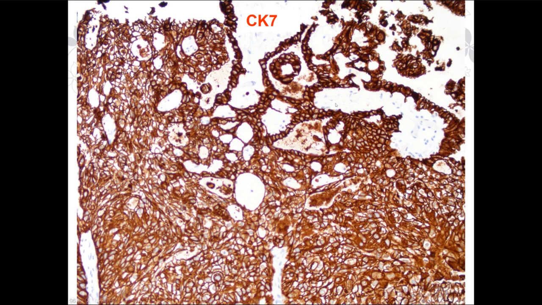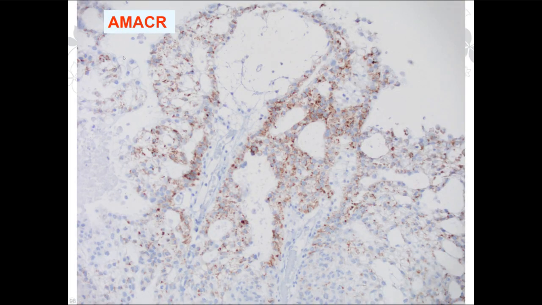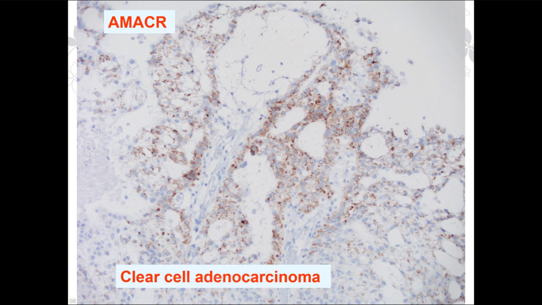They stain strongly with CK7, strongly with PAX8, and you can see the normal reactive urothelium is not staining with PAX8, but this lesion is staining strongly with PAX8. So you can see the transition from normal to neoplastic. Strong staining with AMACR in the lesional cells. So this is clear cell adenocarcinoma. So this is really fairly rare, but this is an example of how you will encounter these lesions.